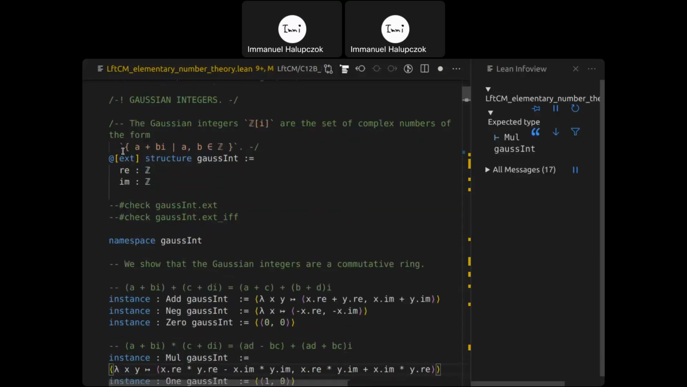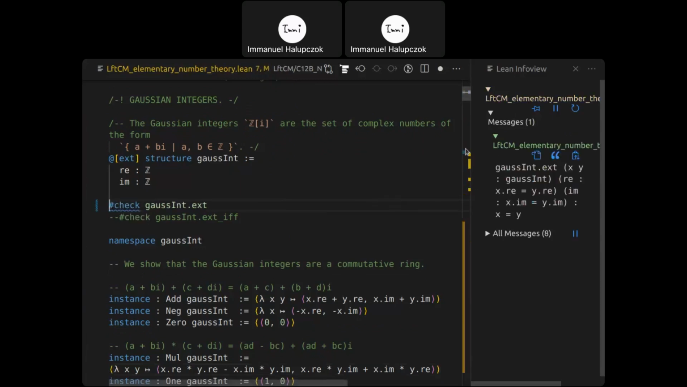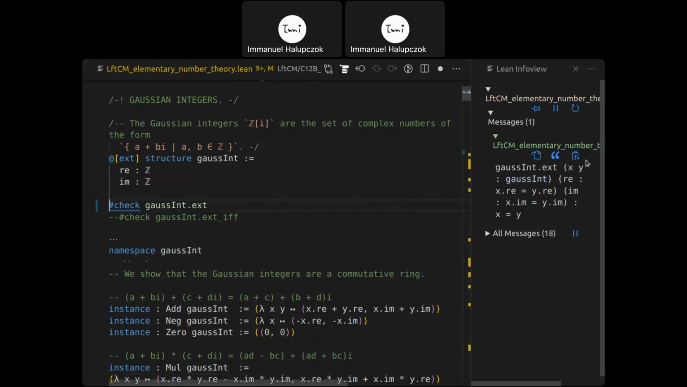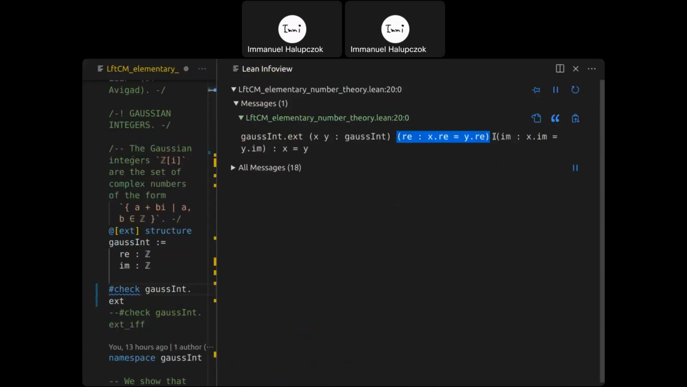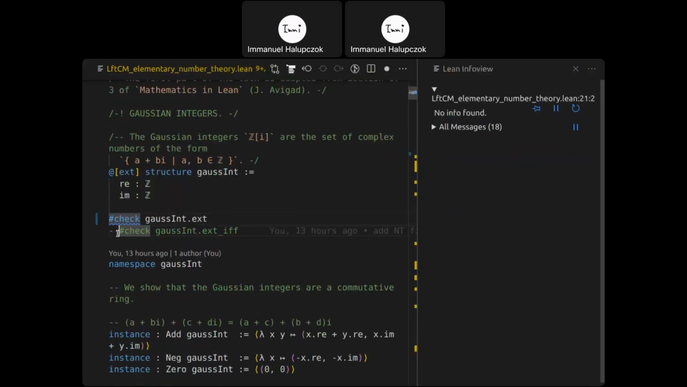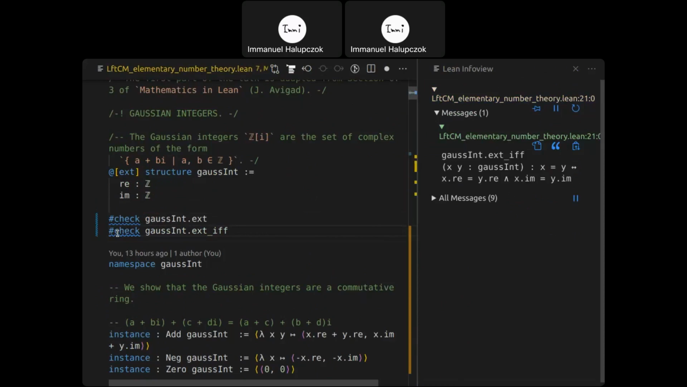We put this @[ext] here so that we can easily get lemmas about how to check whether two Gaussian integers are equal. So, for example, I get for free a lemma that tells me that two Gaussian integers x and y are going to be equal when the real parts are equal. So this is this first condition here. And then also the imaginary parts are equal. And then we also get an if and only if version of this lemma. And also we can use the extensionality tactic, ext, because of this annotation.